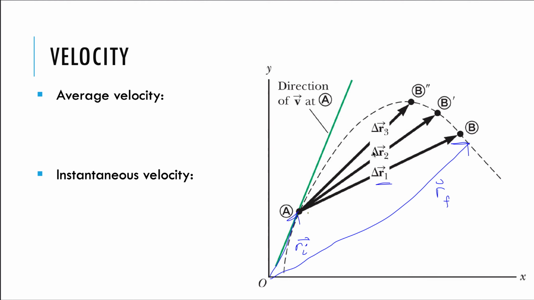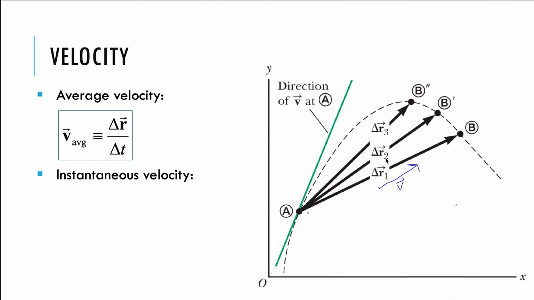So now if we want the average velocity from A to B, it's going to be defined just as before, displacement over time. So the average velocity is going to be delta r divided by delta t. That means that from A to B, the average velocity is going to be in the same direction as the displacement. Again, we don't need these position vectors. I was just showing you where the delta r was coming from.